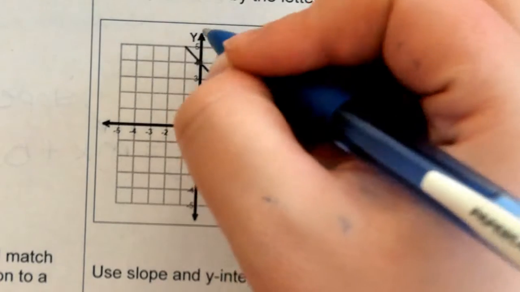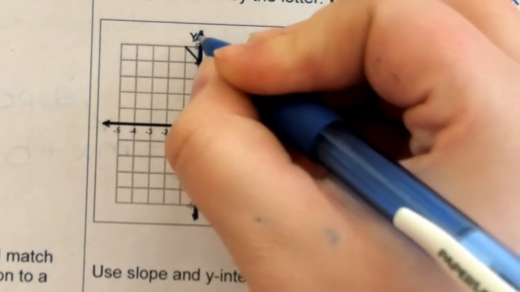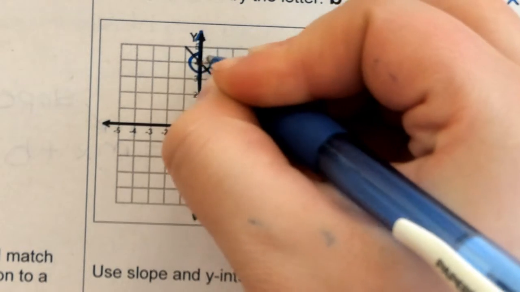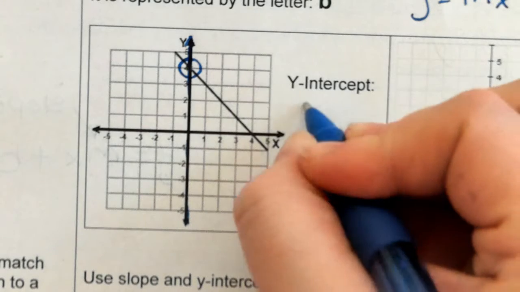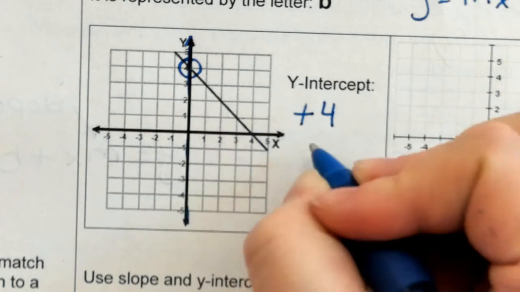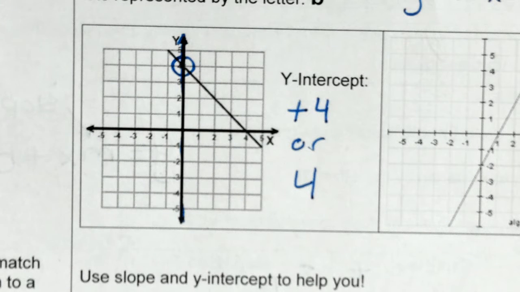In this first one, when I look at the y-axis and I follow that line down, I see that where the line touches it is right there. That's at positive 4. So my y-intercept, I could write plus 4 or just a normal 4. It's all about what you prefer.